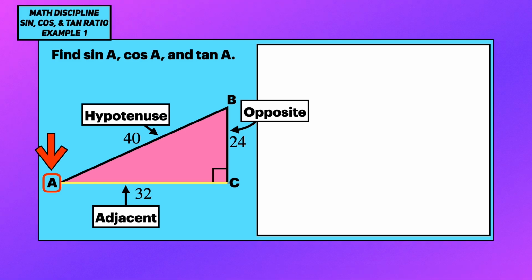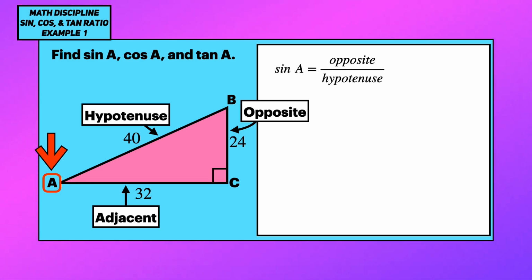To find the sine ratio of angle A, we have to divide the opposite side by the hypotenuse. The opposite side has a length of 24. The hypotenuse has a length of 40. So let's write that in fraction form, 24 over 40.